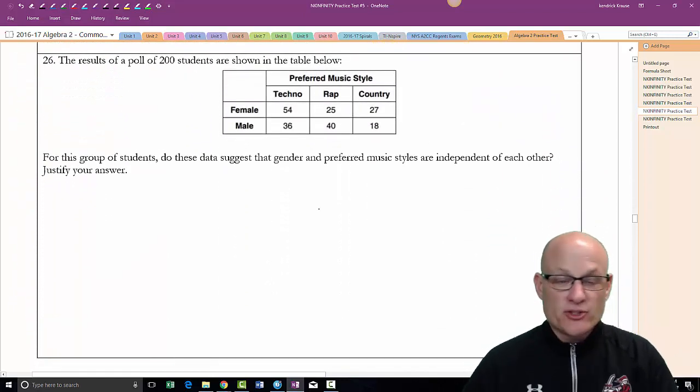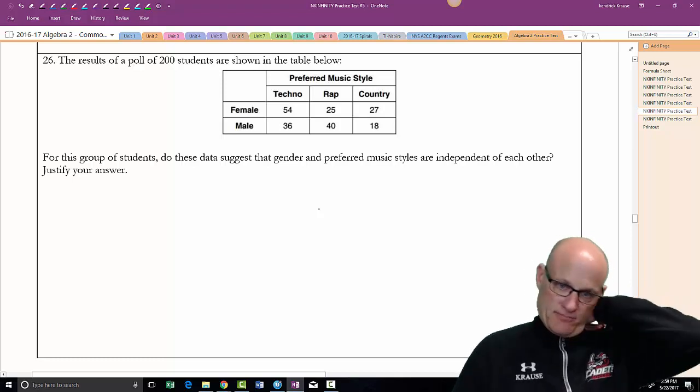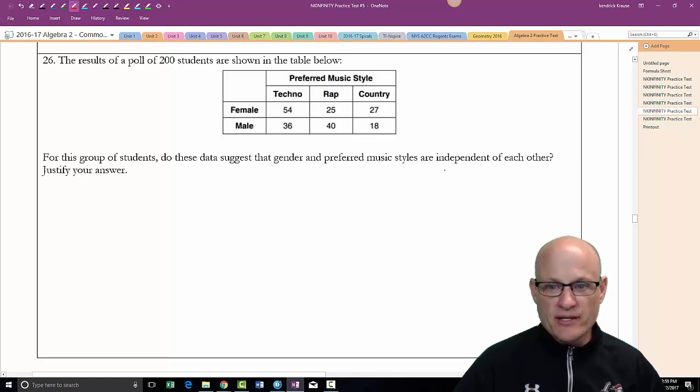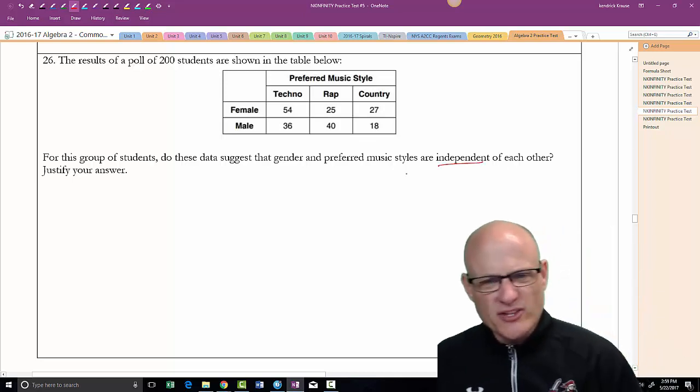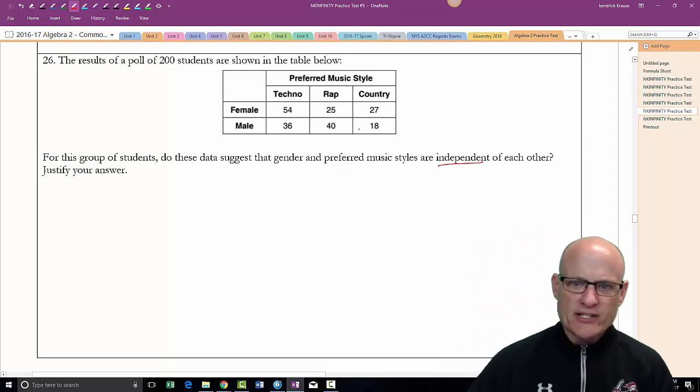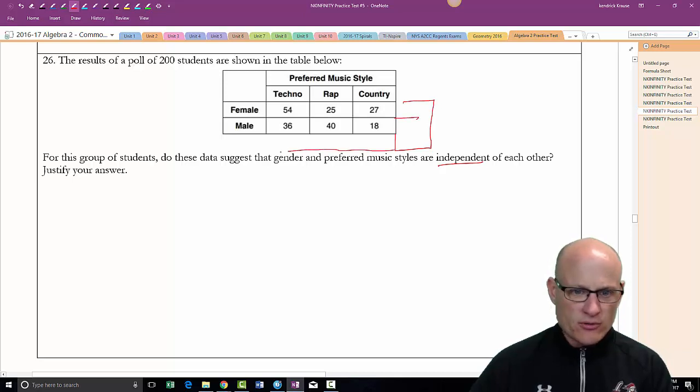The poll of 200 students is shown in the table below. It says gender and preferred music are independent of each other. Okay, first things first. Probably want to get totals. I wouldn't work on something that didn't have totals. So I'm going to total this up.